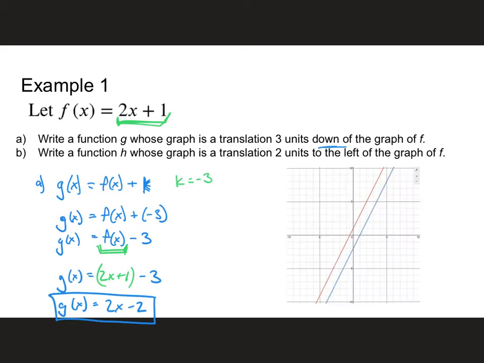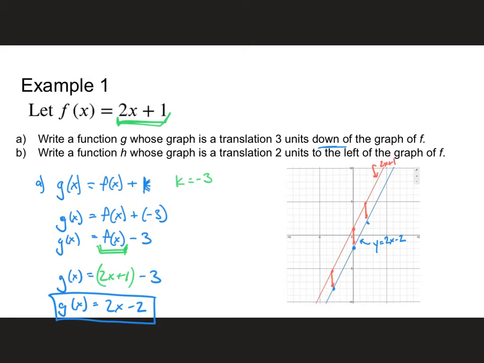So let's take a look at the graph. The graph's over here on this side, and this red line is the equation we started with, 2x plus 1. If you take any one of these points, you will notice that I have moved them down 3 units. Pick any point you want, and we've moved it down 3 units and come up with a new graph. And that new graph, if you remember from Algebra 1, has a slope of 2 and a y-intercept of negative 2. So this equation right here is y equals 2x minus 2.